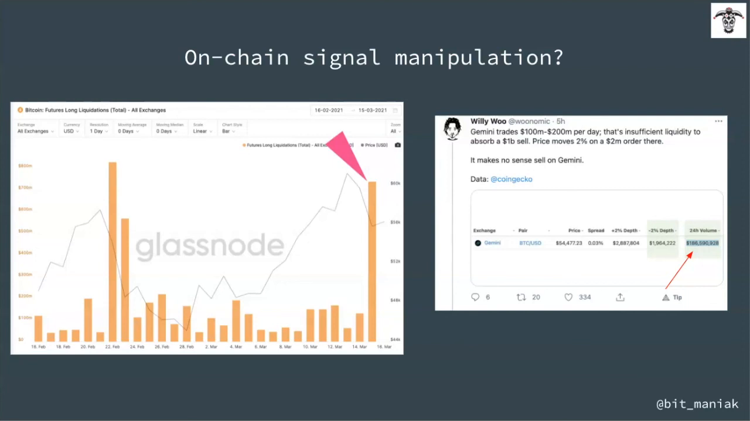So all of this to say, on-chain analysis opens up the potential for manipulation. Don't get fooled by this. Keep an eye out and always be critical.